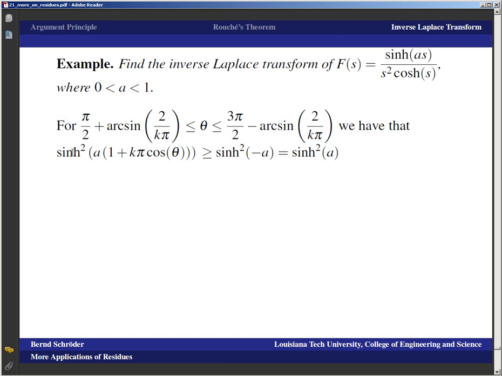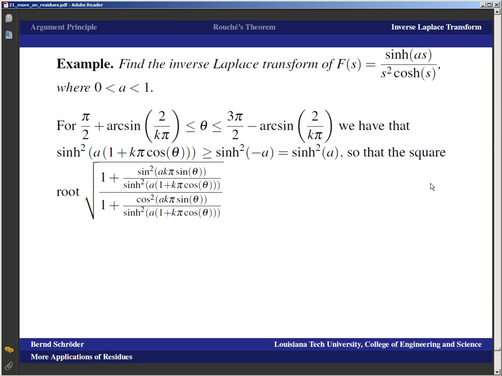And that means, because sinh squared is sort of like a parabola shape, you're always to the left of -a in the argument, and that means that the sinh squared here is greater or equal than sinh squared -a, and sinh squared of -a is equal to sinh squared of a, because the square of the sinh is an even function. Okay, good.